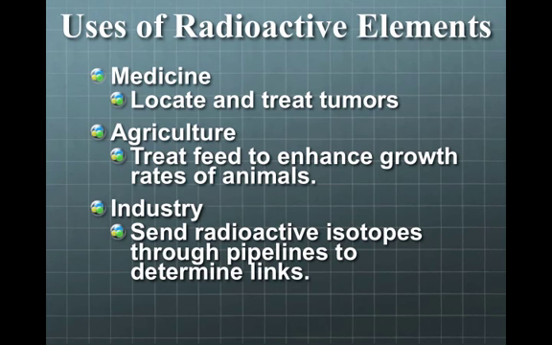It's also used in industry. We send radioactive isotopes through pipelines to determine leaks, for the big gas pipelines. You may have heard of an X-ray tech on a gas pipeline, and they're sending radioactive isotopes, and they're using these big machines to determine if any of that radiation is seeping out of the pipes or if it stays in the pipes. So that's just a few common uses of radioactive elements.